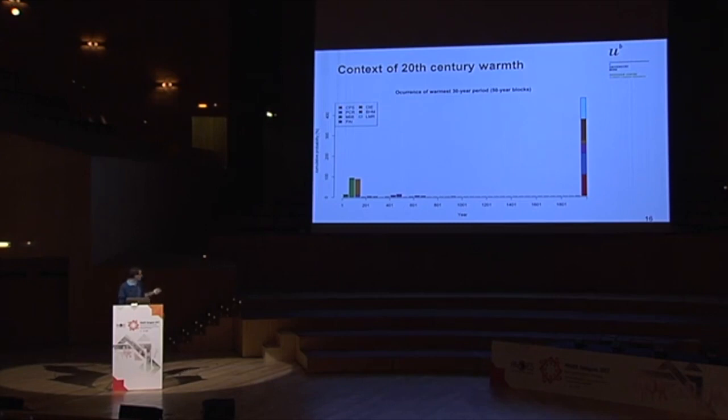Just for two methods, the warmest periods are at the very beginning of the reconstruction period. These are obviously the reconstruction methods that give us the strongest pre-industrial trends, so they have the strongest warming here at the beginning, where our reconstructions are also much more uncertain.